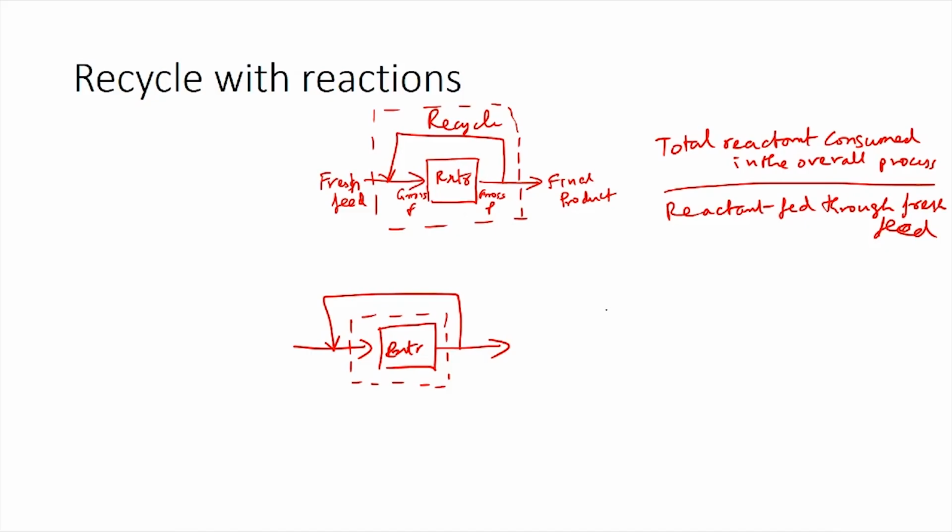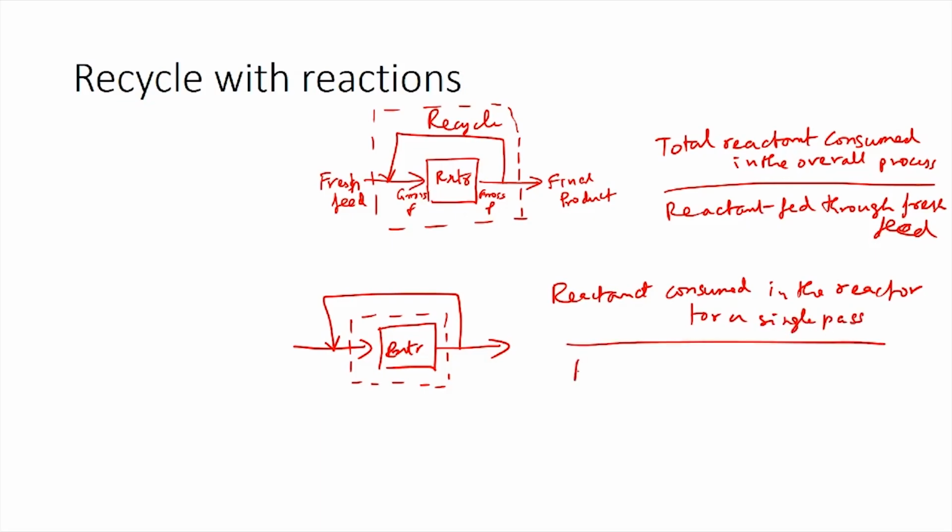So here your single pass conversion then becomes reactant consumed in the reactor for a single pass divided by reactant entering in the gross feed.